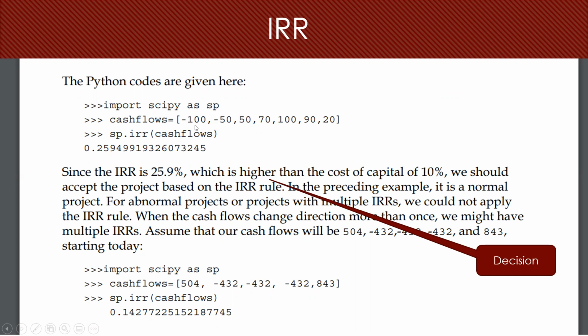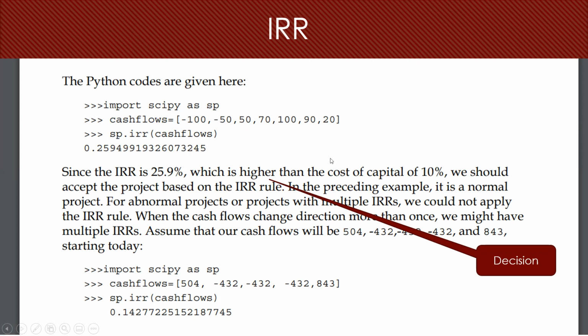The first cash flow you have to give in minus, because when you are buying an asset, it is a cash outflow. So minus 100. Then we are having sp.irr, that is the scientific Python IRR calculation of cash flows, and it will give the output.